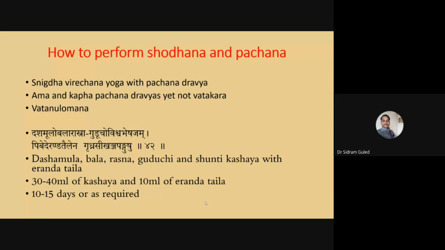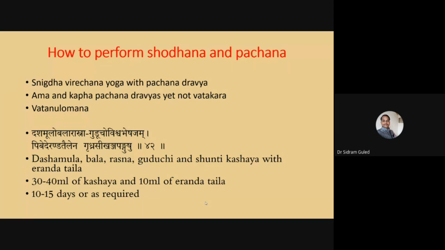We have to show the Vata its path. Only then are we able to treat those conditions. There are different yogas mentioned, so I will mention a few of them here. Dashamula, Bala, Rasna, Guduchi, Vishwabheshaja: Pibed Eranda Tailena Gridhrasi Kancha Pangushe.